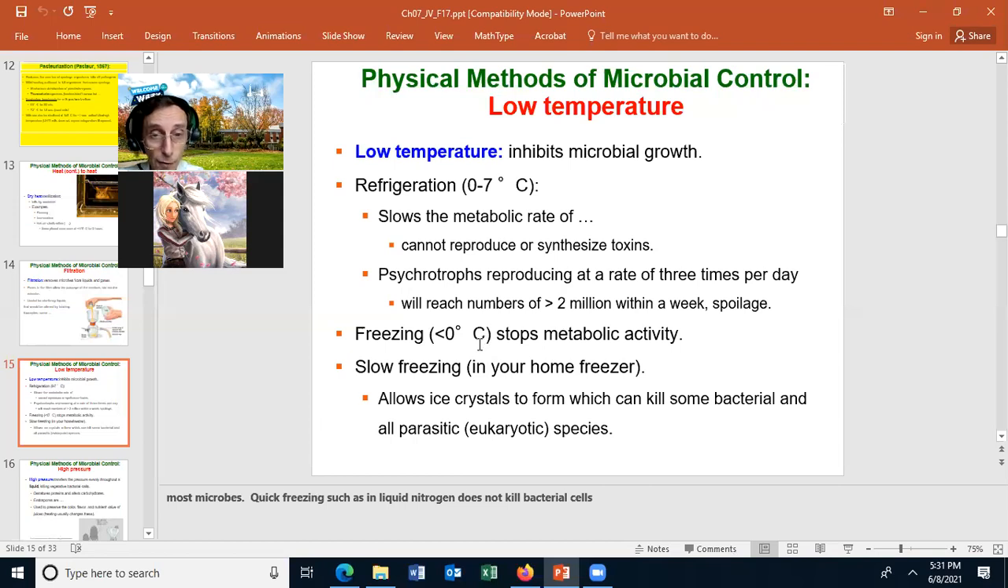And I'm talking about slow freezing in a home freezer. I'm not talking about freezing in liquid nitrogen. The ice crystals that form, like I said, kill some bacteria, and freezing does kill all parasitic eukaryotic species. So if you want to get rid of a eukaryotic parasite, all you need to do is freeze the food, and all of the eukaryotes will die. Any question about any of that?